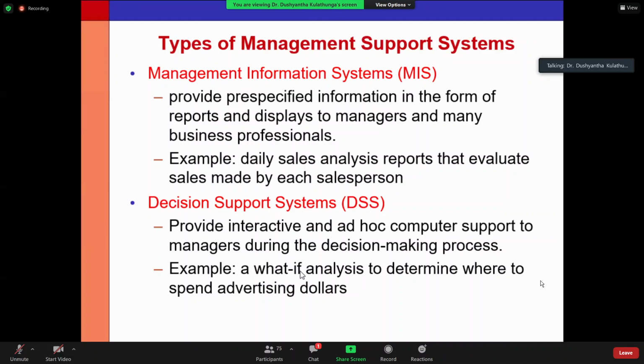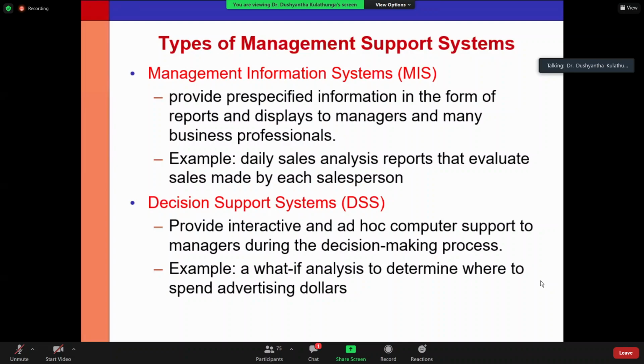So here it says what if analysis to determine where to spend advertising dollars. Now that means when it comes to marketing, we may have to determine where to advertise, because there can be different media available. We can advertise on the internet or social media, or we can advertise on other traditional media like television, newspapers, radio, and so on. Now, where are we going to advertise? And what will produce better results for the organization?